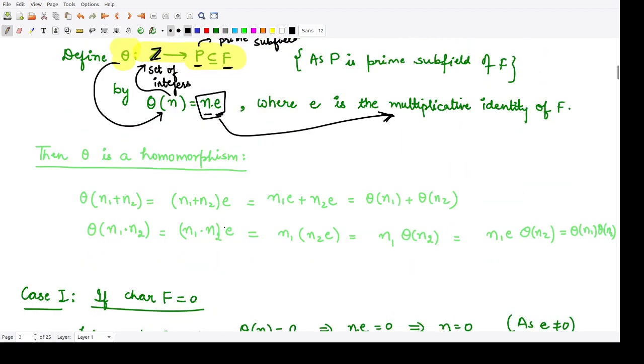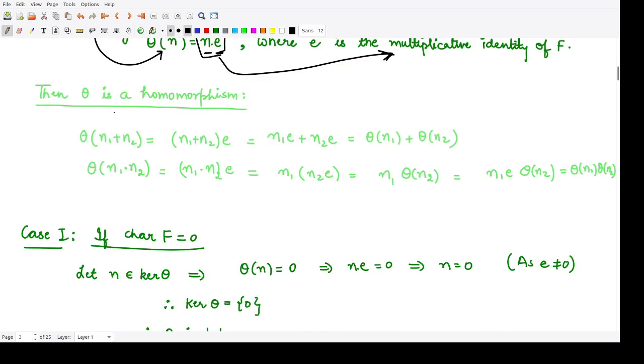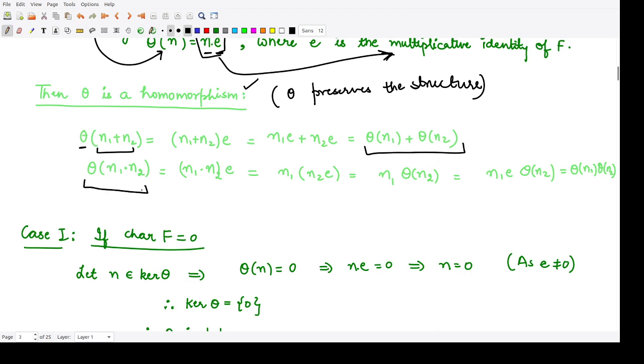So the first thing that we have to show here is that theta is a homomorphism. We will prove this by proving that this mapping theta preserves the structure. How does it preserve the structure? When you apply theta on n1 plus n2, you should obtain theta of n1 plus theta of n2. And again, when you apply theta on n1 into n2, it should be equivalent to theta of n1 multiplied by theta of n2. Let's see how.